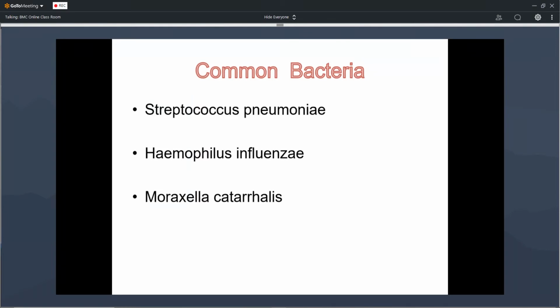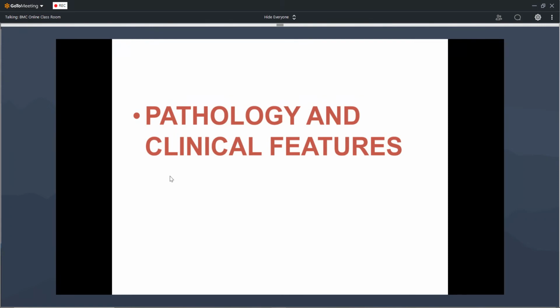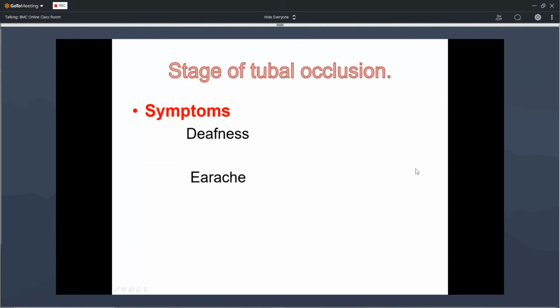These are the commonest bacteria causing ASOM. Streptococcus pneumoniae is the most common bacterium causing ASOM, then Haemophilus influenzae and Moraxella catarrhalis. They account for around 30%, 20% and 12% of the total ASOM cases respectively.